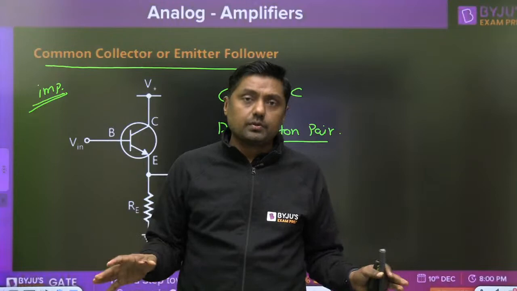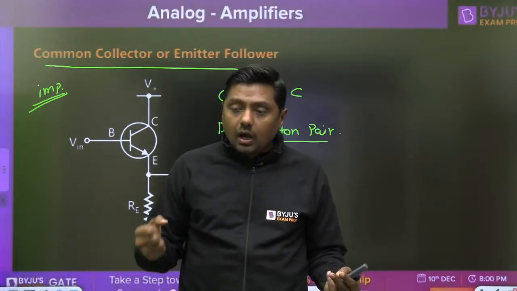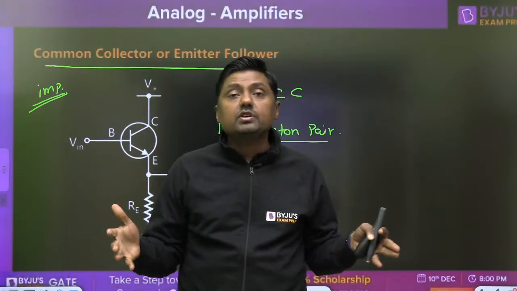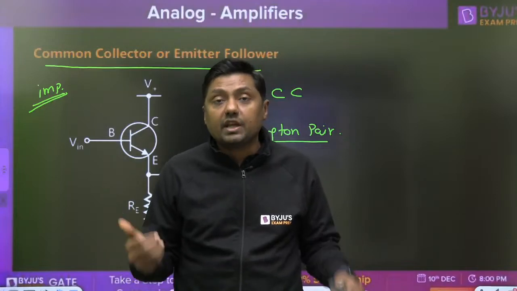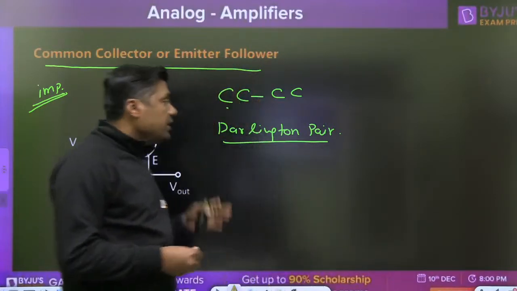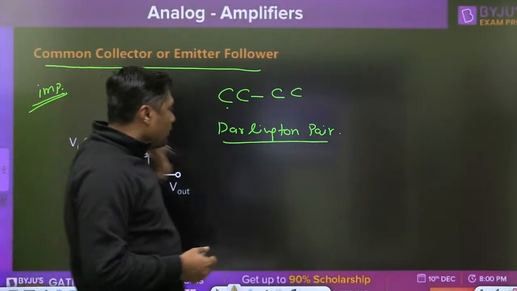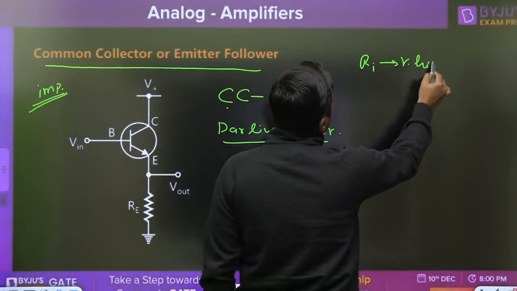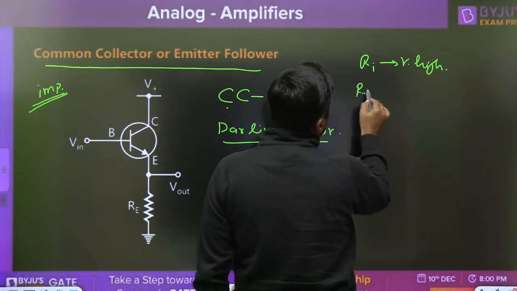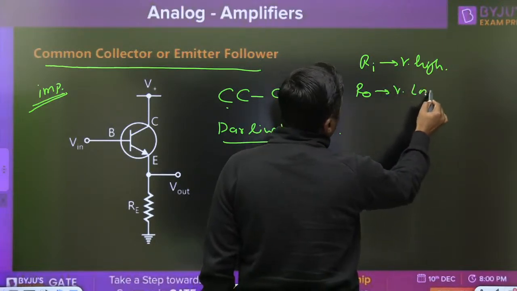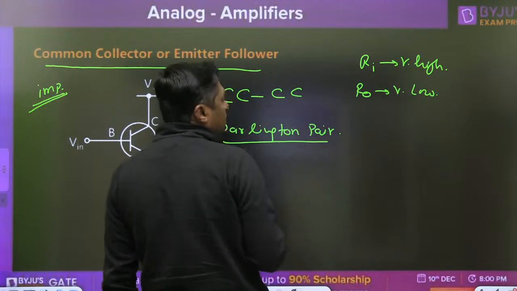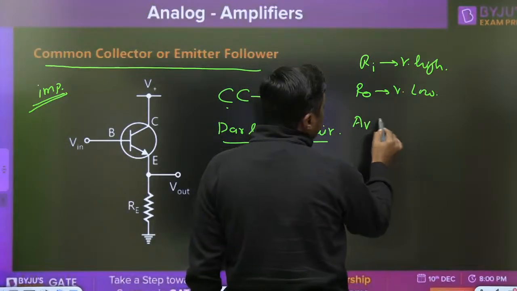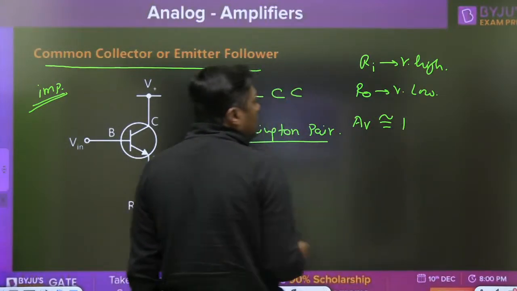But theoretical questions, which type? We get the highest bandwidth in case of common base because the current gain is the lowest. What are the properties and so on. For example, on the property, input resistance very high for common collector. Right. Output resistance very low. So I will give you the model and how we are going to find the output resistance. And the voltage gain is nearly equal to 1, and that's why it is called emitter follower.